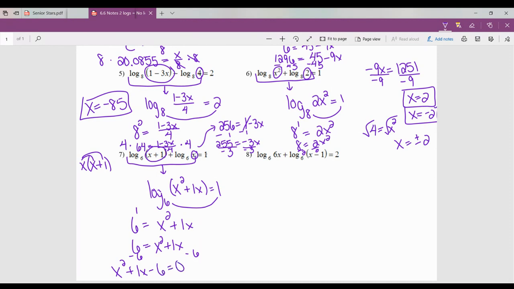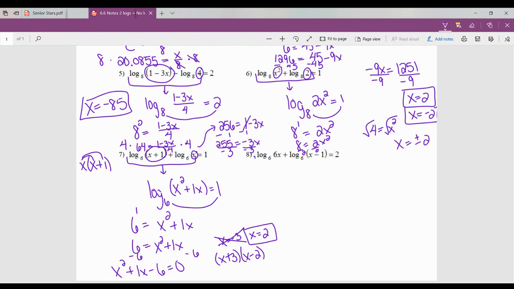And I'm going to factor that into factors of 6 that minus to give me 1. x plus 3, x minus 2. Do they both work? I'm going to work my way backwards now, x equals 2. Does negative 3 work? No, that gives me a negative number. So that will not work because that's a log of a negative and that's not allowed. x equals 2, that works. So this one only has one solution, x equals 2.